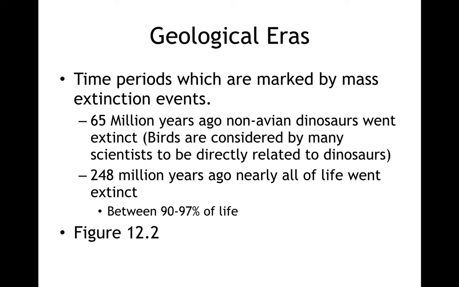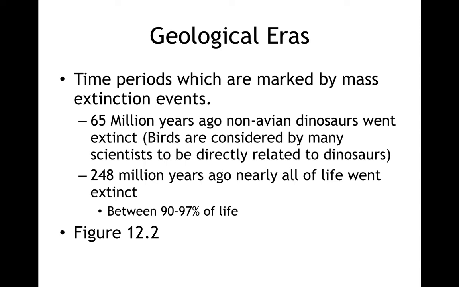But despite the massive effect that this event had, it led to mammals and birds basically dominating the Earth from a macroorganism perspective. It wasn't nearly as big as an extinction event that occurred 248 million years ago, that opened up what we call the Mesozoic, went from the Paleozoic to the Mesozoic. 248 million years ago, nearly all of life went extinct, 90 to 97% of life. We're still working out what happened there.